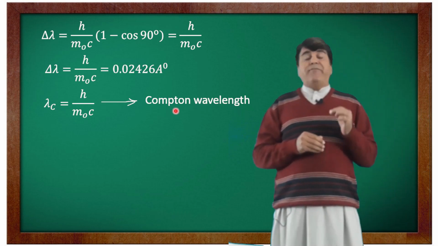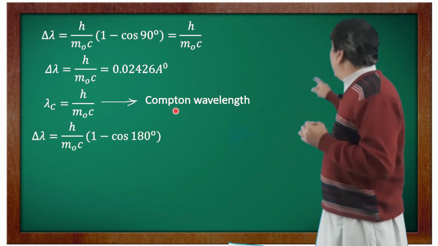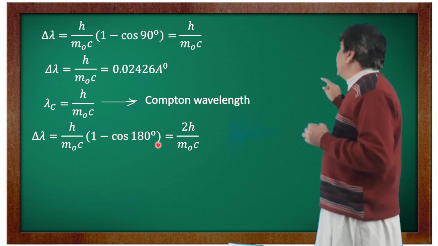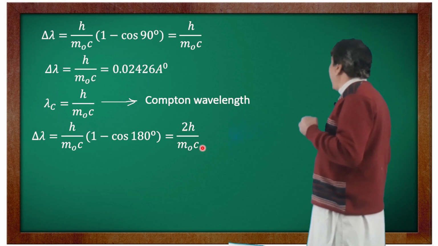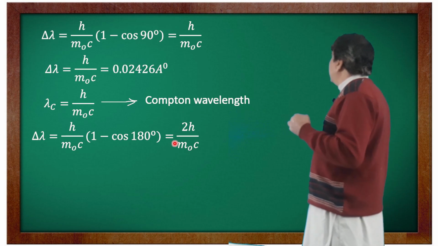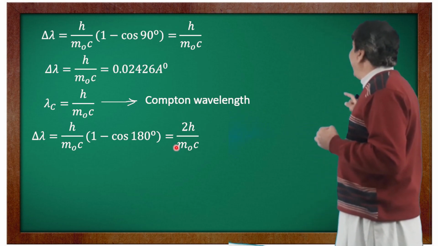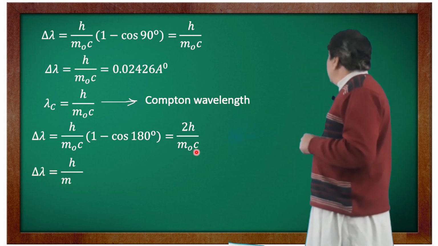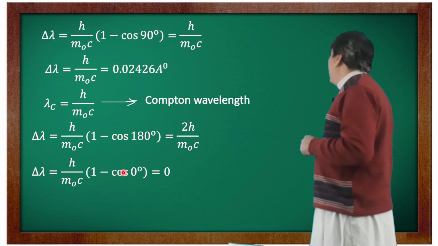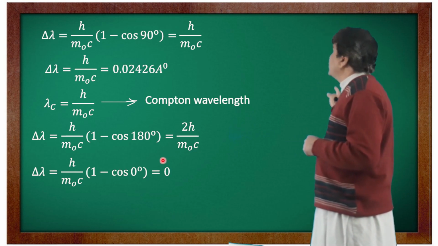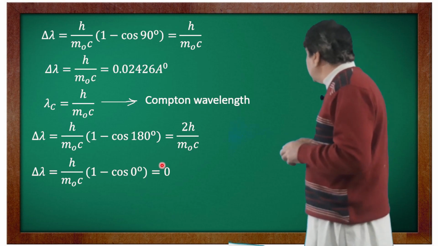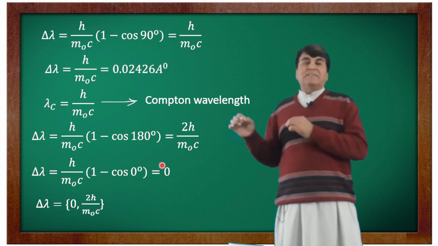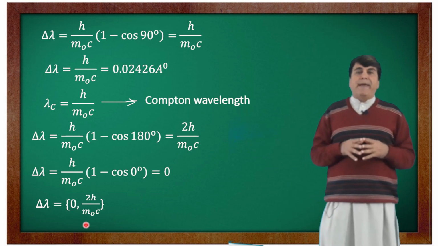Now, on the other hand, if θ is 180 degrees, what would we have? Cos 180 degrees equals −1. So the term inside the bracket would become 2, and we would have Δλ = 2h/(m₀c). Similarly, for θ equals 0, we have cos θ equal 1, and the term in the bracket goes to 0, so Δλ equals 0. That means the Compton shift varies from 0 to a maximum value of 2h/(m₀c).